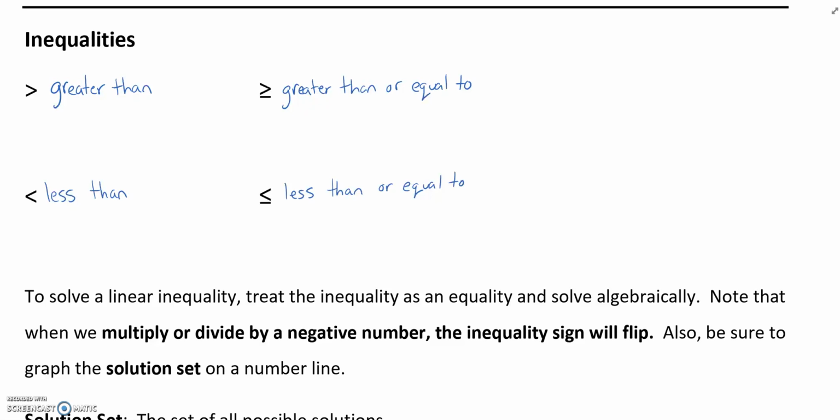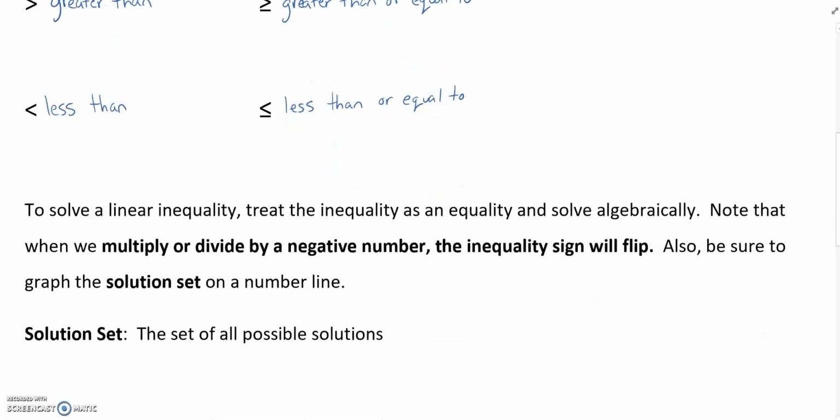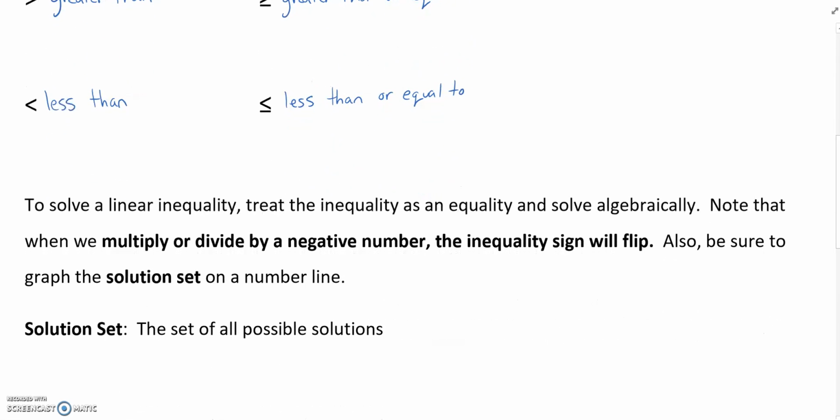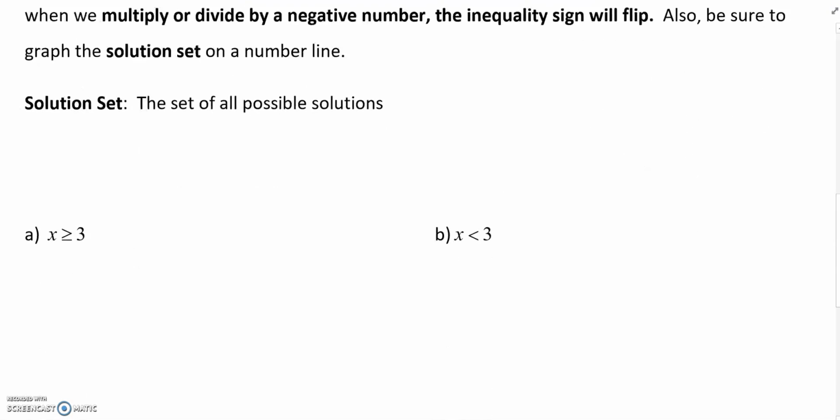Also be sure to graph the solution set on a number line, so that's the second piece. So if we're graphing them on a number line versus graphing them on a plane, we'll look and see when we do one or the other. Also, when you're solving, you don't have one value as your final solution, but you have a whole set of possible solutions. So we call this the solution set. Let's have a look at this a little bit further with a couple of examples.